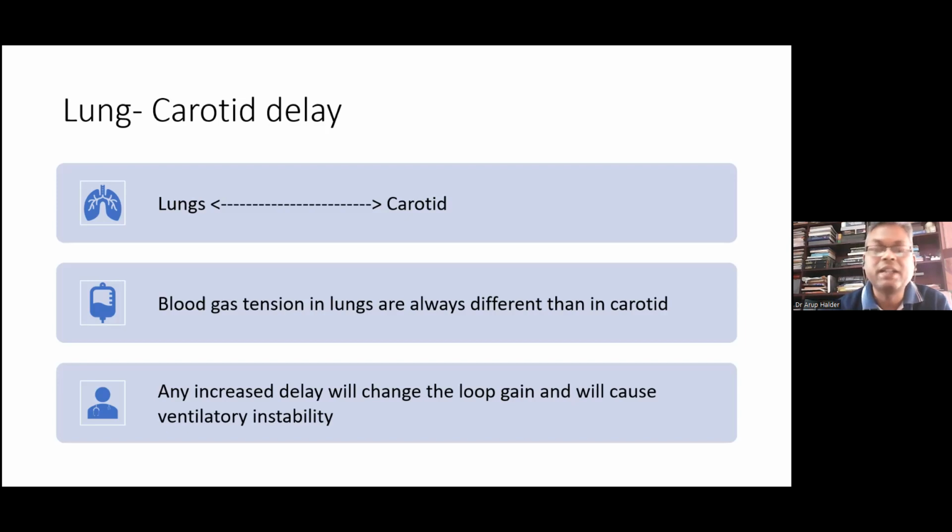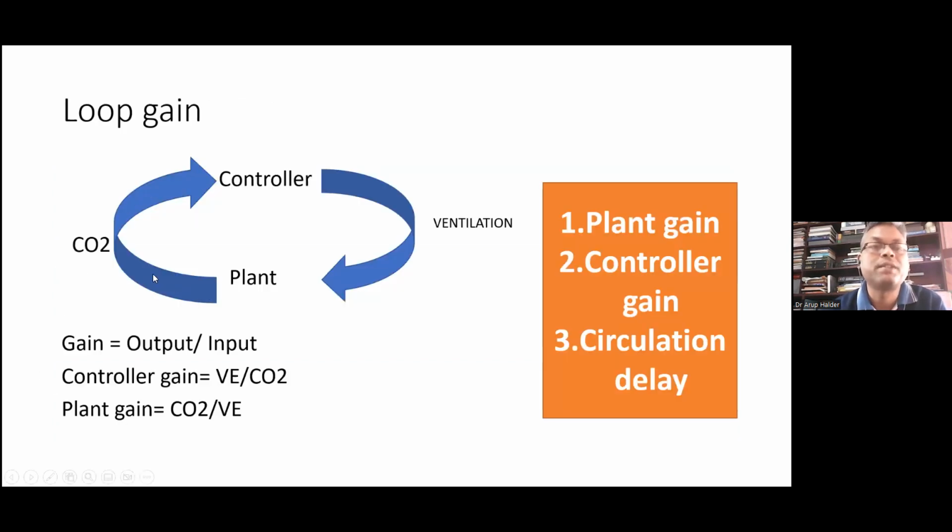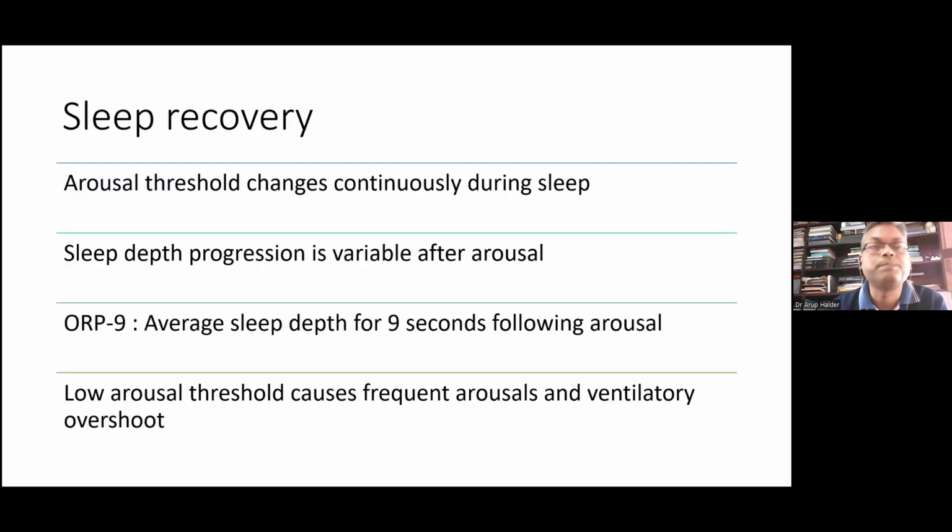So suppose there is an increased delay. What is happening in the plant cannot be monitored properly by the controller, or what the controller is doing to the plant as a feedback loop is also lagging behind. So if there is a delay, there is a plant controller mismatch, and there is a ventilatory instability. This loop gain is the main cause of Cheyne-Stokes breathing or central sleep apneic breathing in heart failure patients. But in obstructive sleep apnea patients, this is also a very important phenomenon.